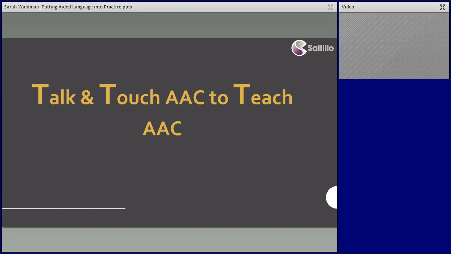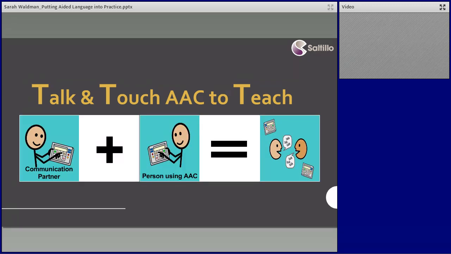So one way to remember this technique is by calling it the triple T. So talk and touch the AAC system in order to teach the system. This is based on the idea that the communication partner and the person using AAC are speaking the same language, and that language in this case is symbols. So you're encouraging further language development and functional communication this way.